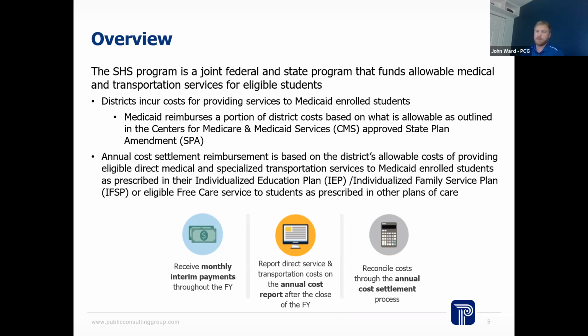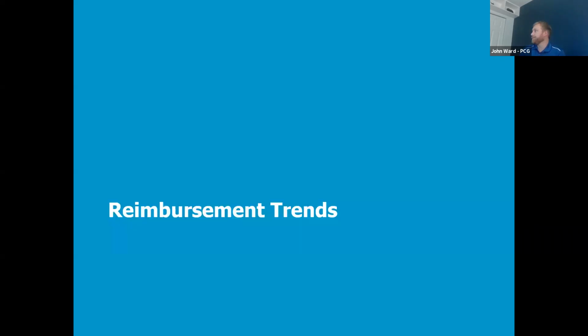Then right around April to May of each year, as one of the last steps within the year, those costs that you report on your cost report are reconciled as part of the annual cost settlement process. So again, you should receive that notification typically between April and May of each year, but at the latest, June 30th.